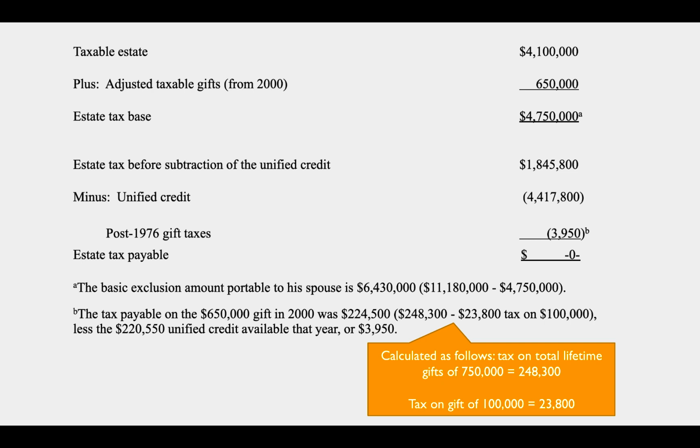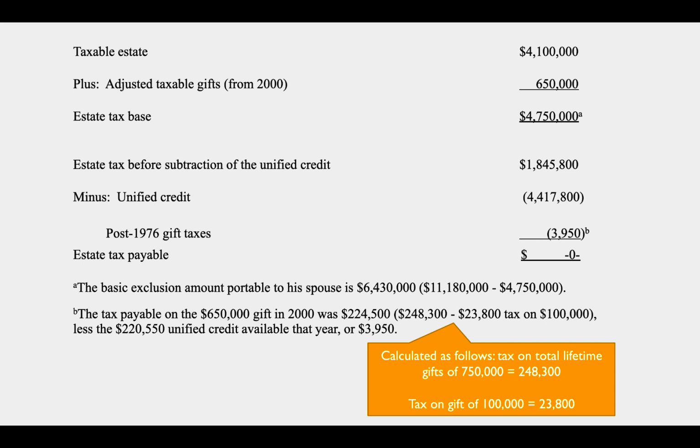All right, so his gross taxable estate is $4.1 million. To that, we're going to add any gifts made post-1976 valued at their date of gift value. So remember, he made 2 gifts, but only one was post-76, and it was valued at $650,000 to get his estate tax base of $4,750,000. From there, we calculate the estate tax before subtraction of the unified credit. That is calculated based on the unified transfer tax rates, and we get $1,845,800.